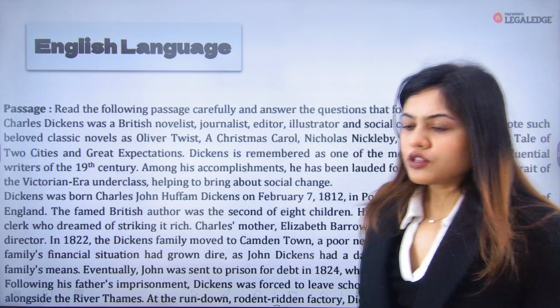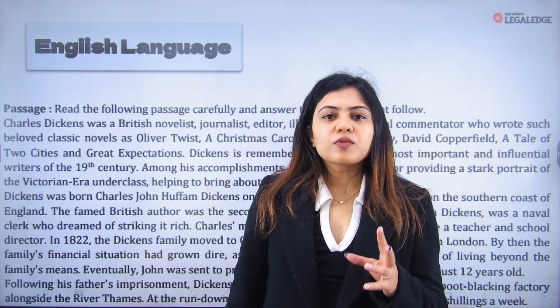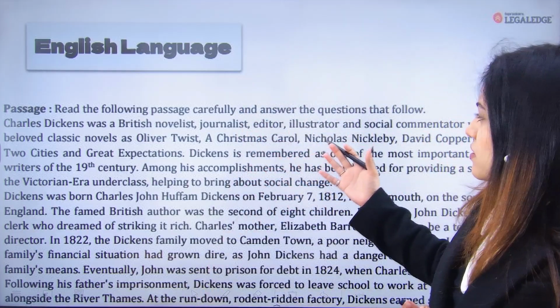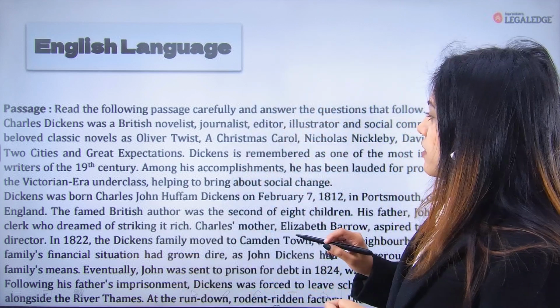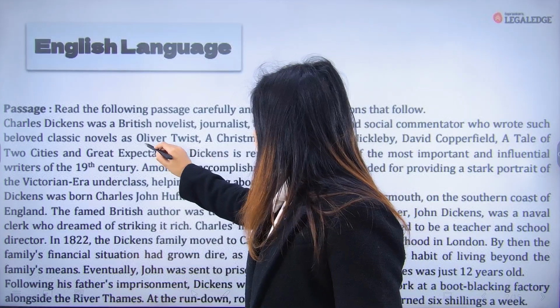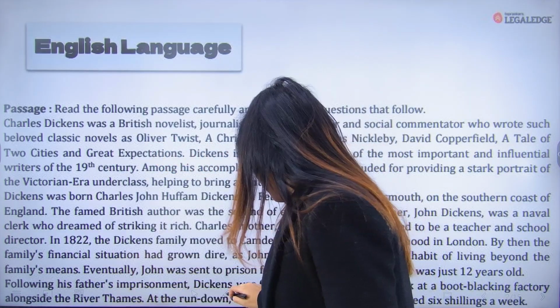Yes. As I already told you, this was a biographical account. That means we got to know about Charles Dickens' life and how Charles Dickens is a very famous British novelist, journalist, editor, illustrator. That means he was a pretty talented guy, right? And he's well known for his many novels. Oliver Twist, just a second.